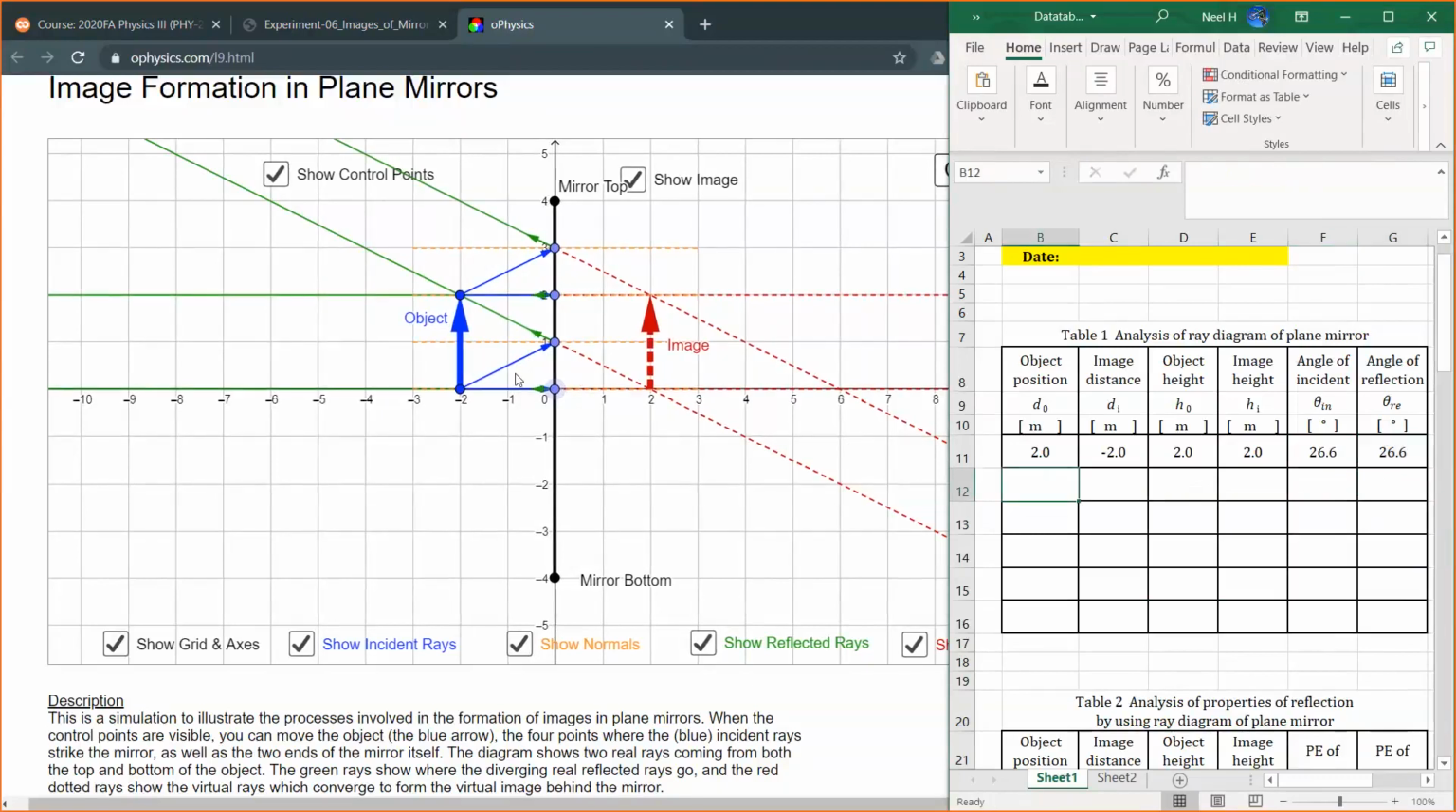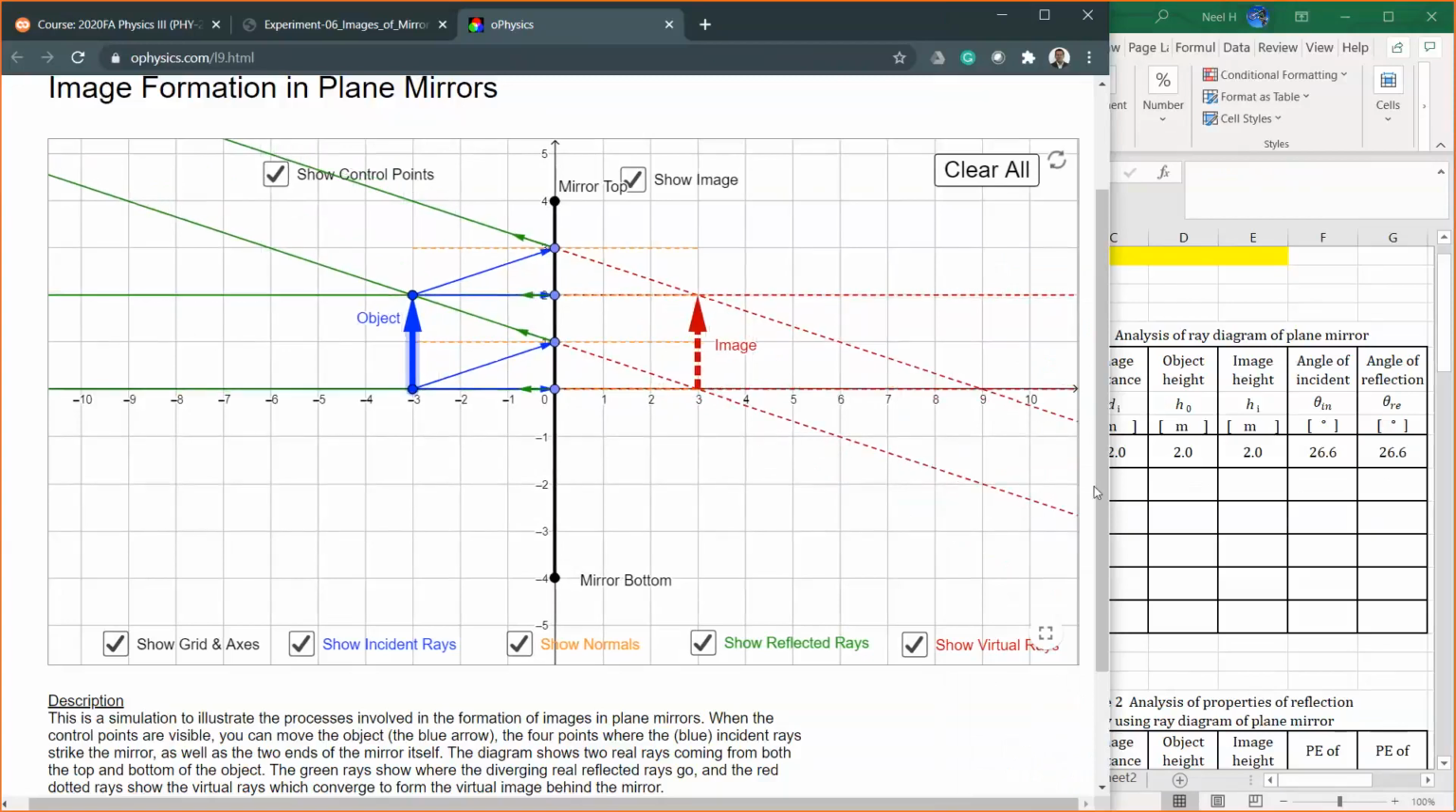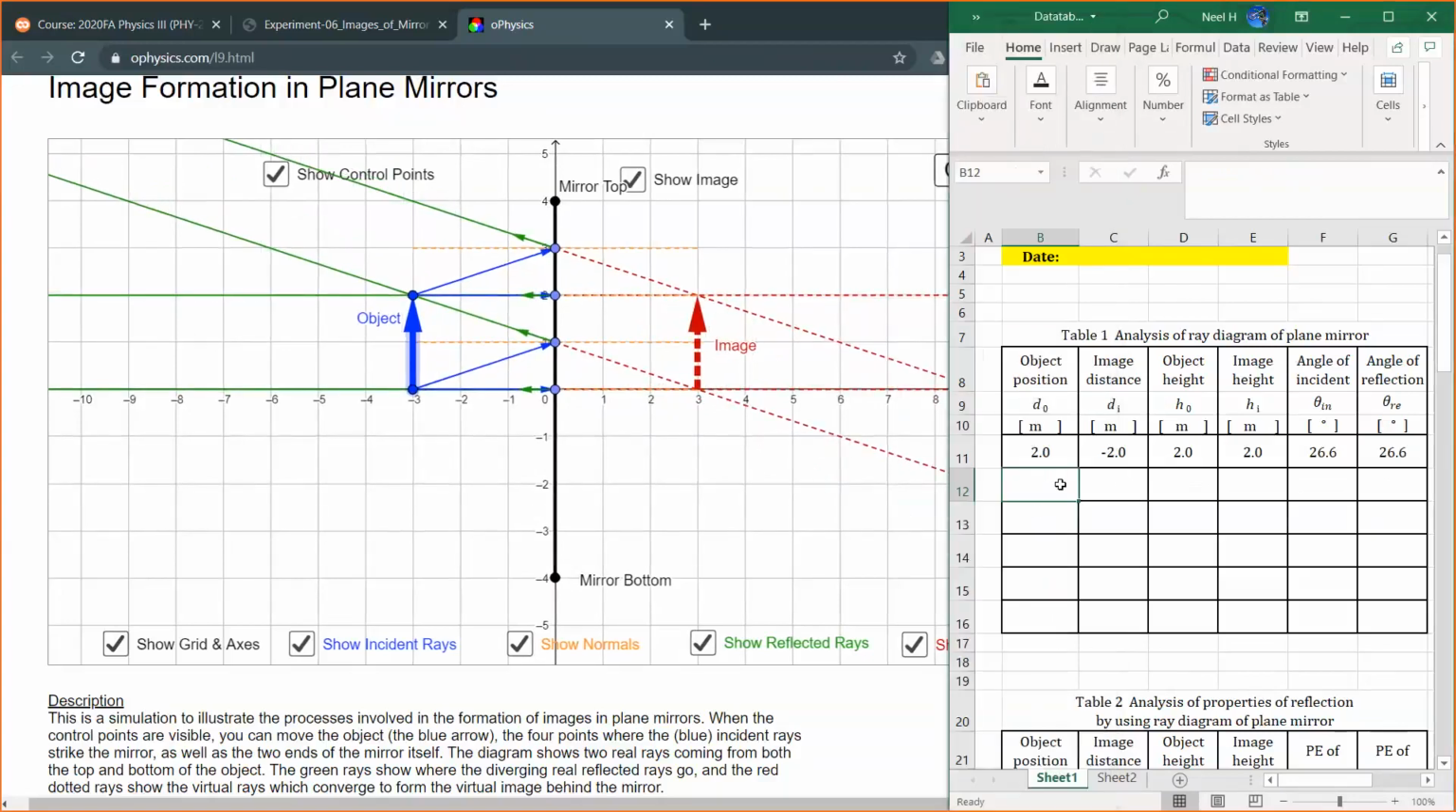Okay, then all we have to do is click and drag the object to the next location. Let's say the next location is 3 squares, 3 centimeters. The image is also at 3, but it is negative 3, because the negative sign comes from it being a virtual ray. Anything measured from the mirror to the virtual ray is going to be negative, and the height is actually the same, nothing changes.